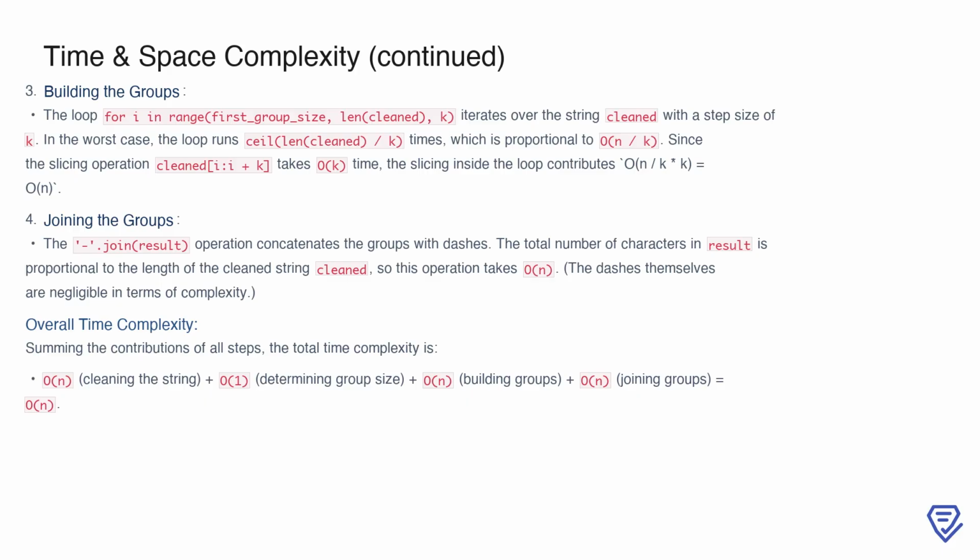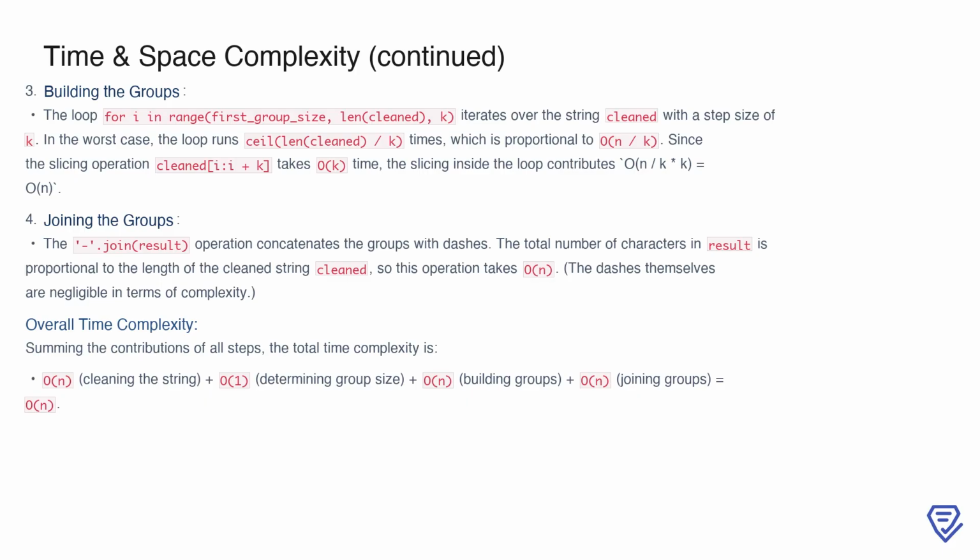Inside the loop, the algorithm slices the string to extract groups of size k using the operation cleaned[i:i+k]. Since slicing a substring of length k takes O(k) time, the total time for slicing across all iterations is O(n/k * k), which simplifies to O(n).